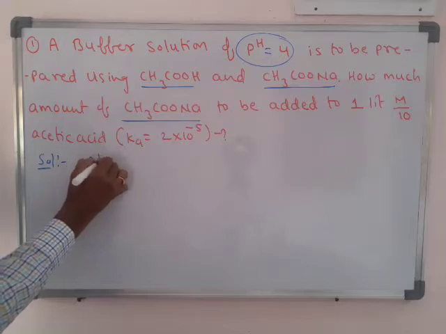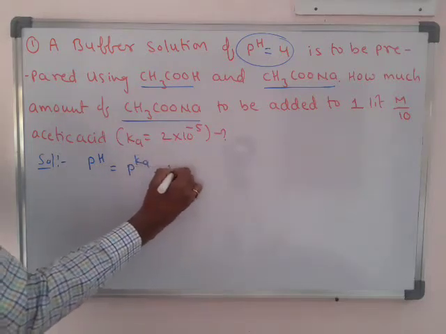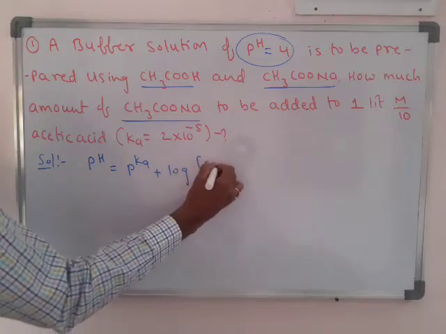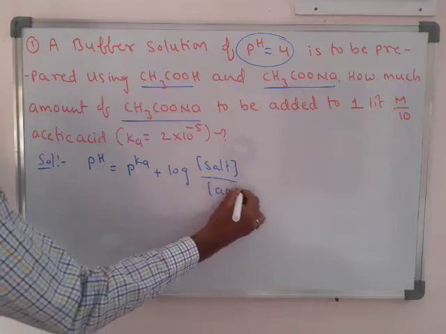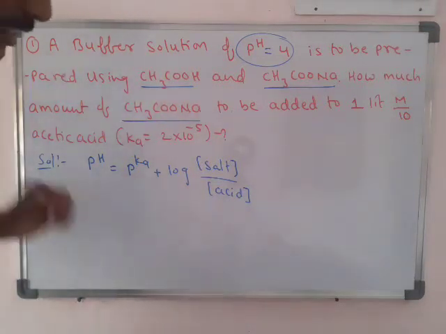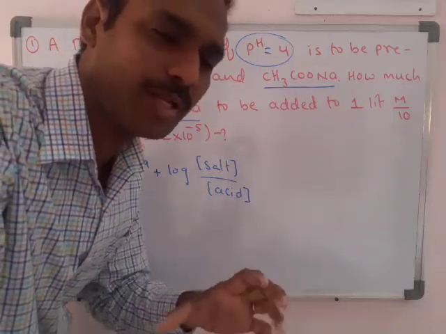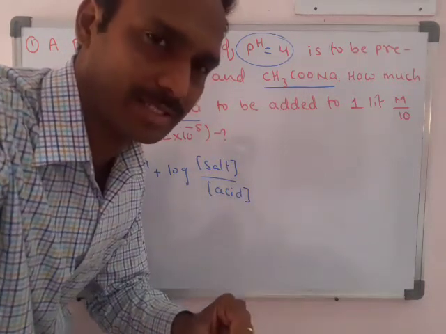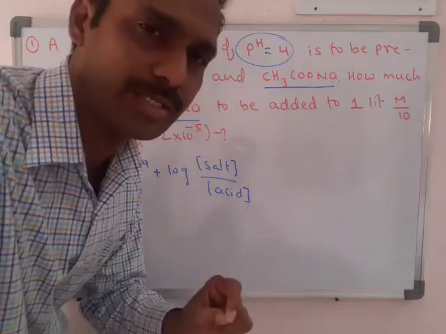So normally what is the general formula for an acidic buffer? pH equals pKa plus log salt concentration by acid concentration. So actually we can use this formula directly, but in the calculation the logarithm value may make it difficult. Okay, so with logarithm, finding the salt is not an easy thing.